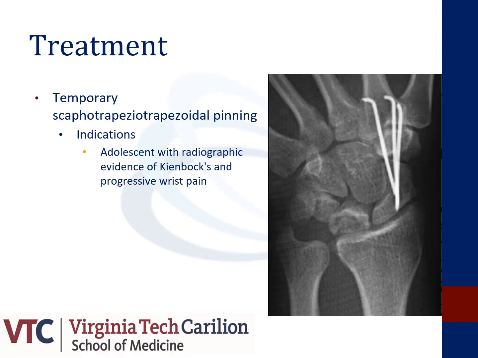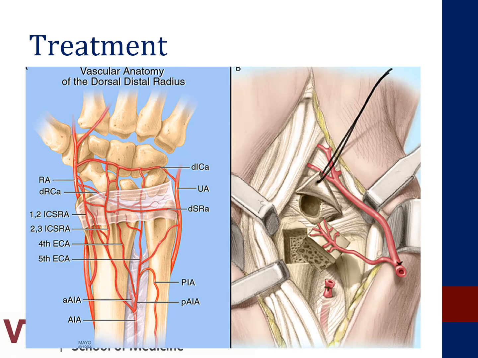The next slides just show some of the treatment modalities that I don't think we see as often. So here is a picture of a temporary scaphotrapezio-trapezoidal pinning. This is utilized in adolescents that have radiographic evidence of Kienbock's and progressive wrist pain that is non-responsive to immobilization and NSAIDs. In stage 2 and stage 3A, you can consider a revascularization procedure.